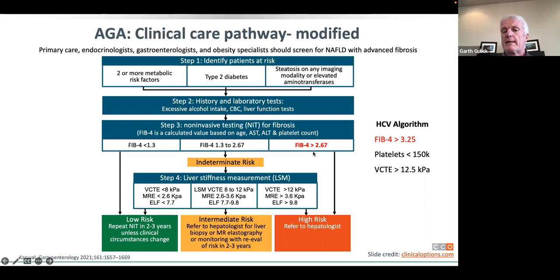this FIB-4, and I'll show you the formula in a second, is 2.67. And the simplified algorithm for Hep C is 3.25. In Hep C, we're looking to treat and not miss a decompensated person, but a FIB-4 of 3.25 is going to miss at least 2 out of 3 cirrhotic patients.